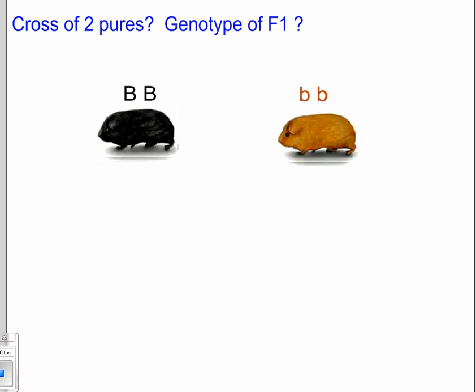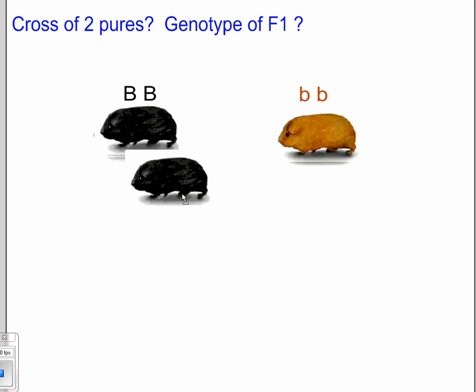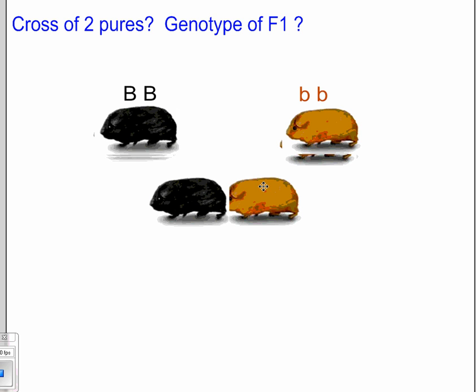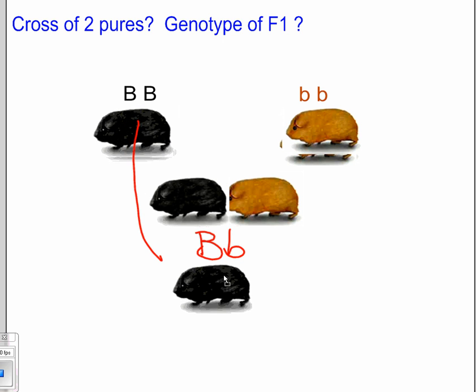All right. So we crossed these 2, and we said we ended up with all of our babies. All of our babies ended up being black. Correct? Does that make sense? All right.